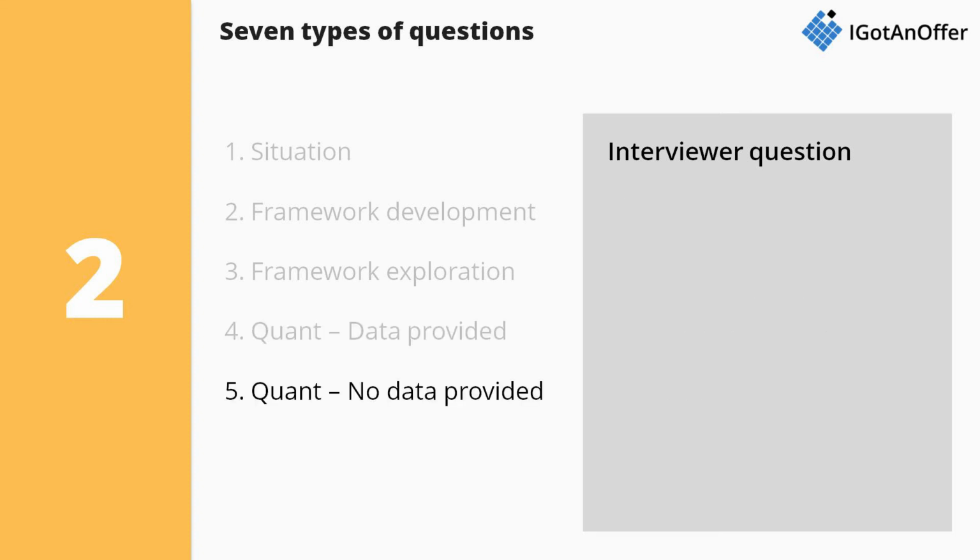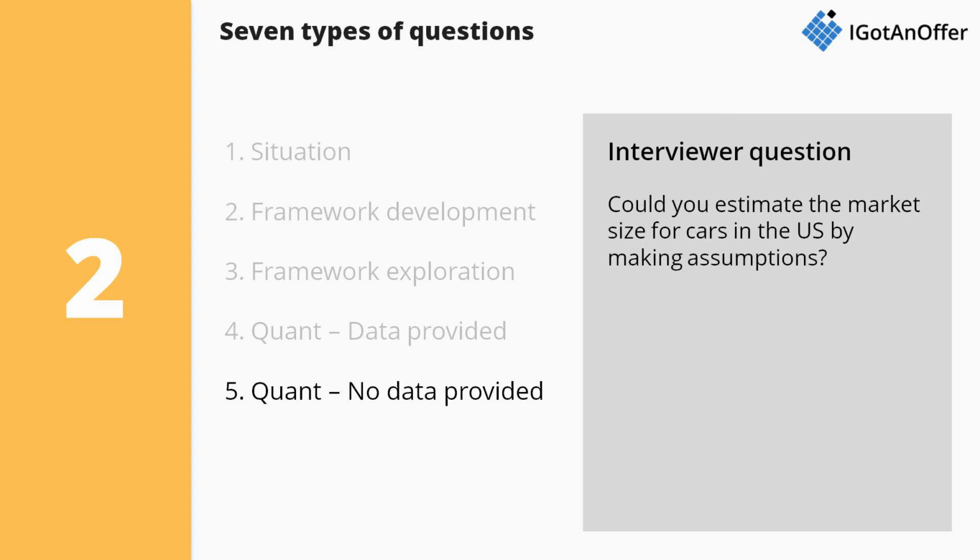In certain cases, your interviewer will also ask you a quantitative question, but they won't provide you with any data for you to answer that question. In these instances, you will therefore have to make assumptions to estimate the number you were asked to calculate. For instance, your interviewer could ask you something like, could you estimate the market size for cars in the US, making your own assumptions? Your approach to answer this question will be similar to the other quantitative questions, but you'll have to make your own assumptions to come to an estimate.